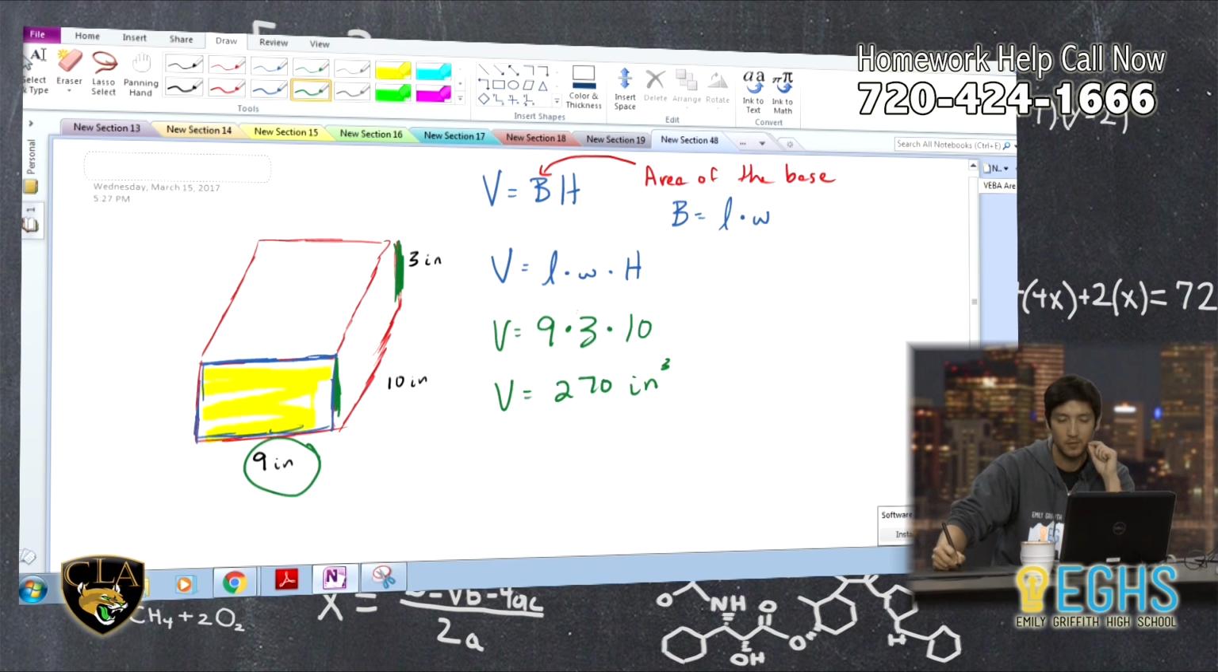And really quickly, the reason why we do that, and an easy way to remember this, is that when we're multiplying, we're multiplying the units as well. So if I throw in little inches, inches, inches, 9 inches times 3 inches times 10 inches, we're also multiplying the units, and we get 270 inches cubed. So hopefully that helps.